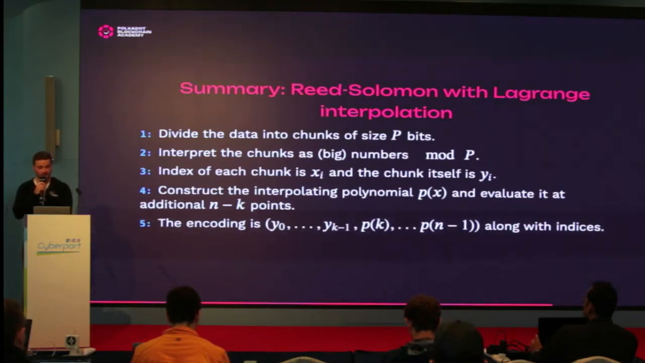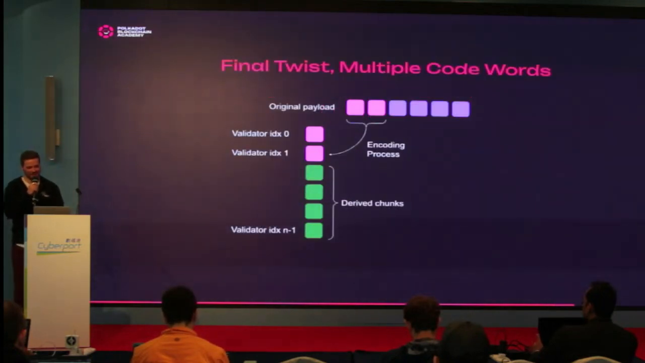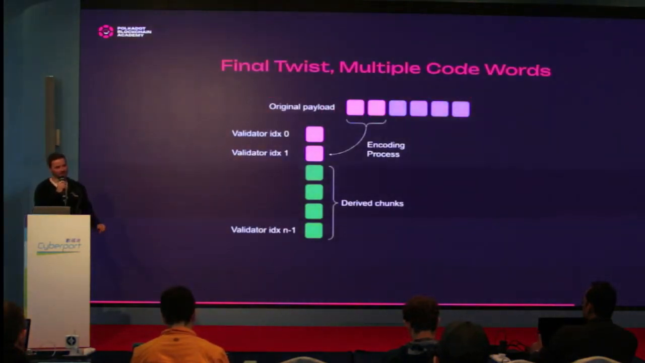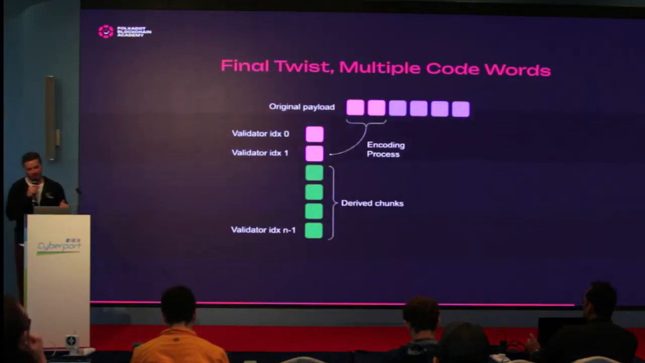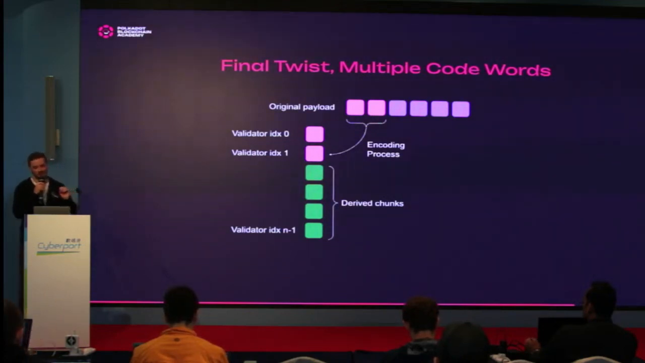And in order to do reconstruction, all we need is some k-sized subset of all the points that we described here in line 5. But there's a final twist. The final twist is Polkadot PoVs are actually too large to encode in a single code word. What I've been describing this whole time is a single Reed-Solomon code word and how we would split that into chunks and distribute it.